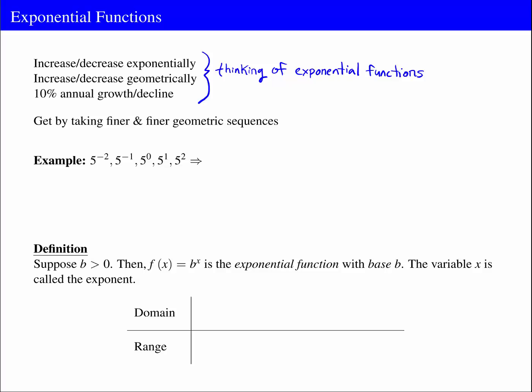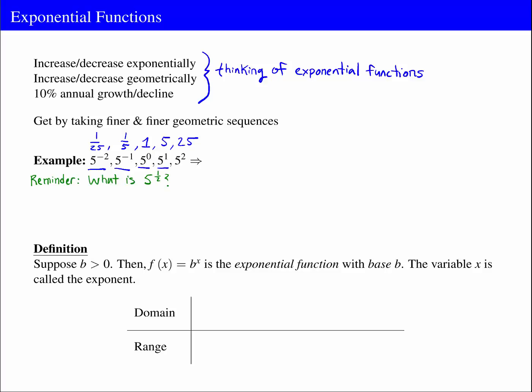Let's take an example. Suppose we looked at a geometric sequence that included the numbers 5 to the minus 2, or 1/25, 5 to the minus 1, 1/5, 5 to the 0, which is 1, 5 squared, 25, etc. It could go on in both directions. And we wanted to include the half powers. So let me just remind you what 5 to the 1/2 is.